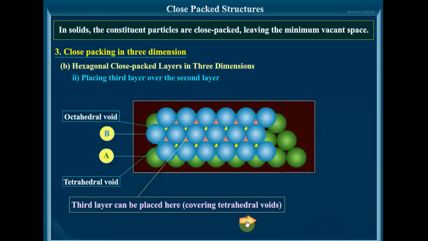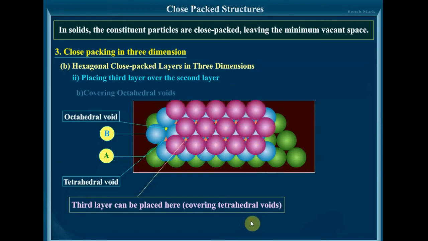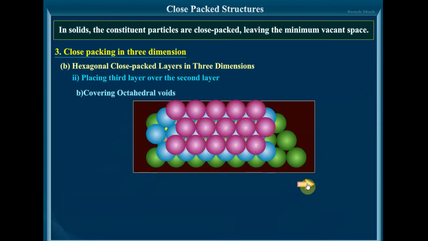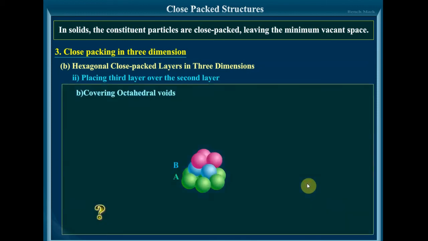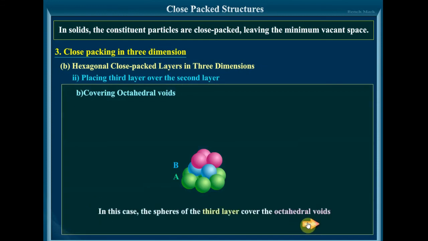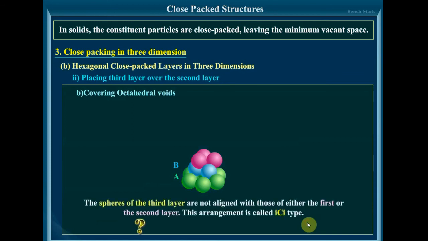Next, covering the octahedral voids. The third layer can be placed in such a manner so that the octahedral voids, as mentioned above, can be covered. So here the arrangement is covering the octahedral voids. The first layer is A, the second layer is B, the third layer is not aligned with the first layer, it is different. In this case, the spheres of the third layer cover the octahedral voids. The spheres of the third layer are not aligned with those of either the first or the second layer. For this reason, we label the third layer as C. So here it is A, B, C type.